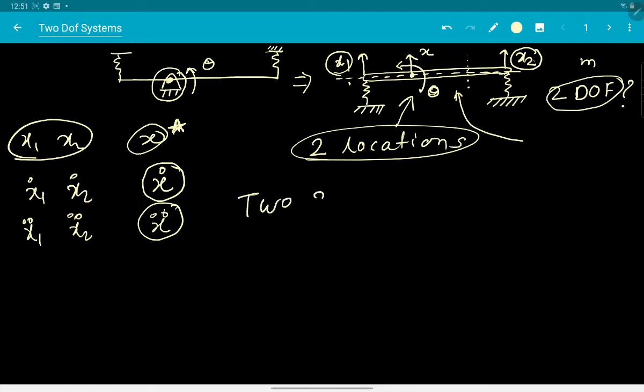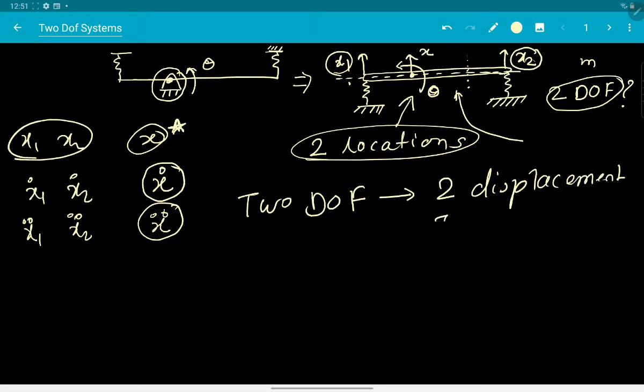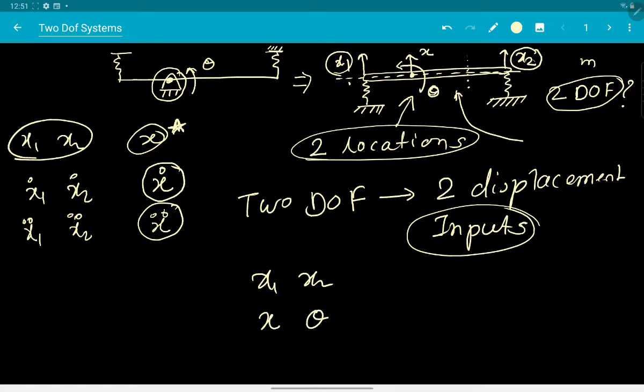So for a 2 degree of freedom system, what you need is two displacement inputs. You can choose any two displacement inputs. It need not be only x1 and x2; it can be x and theta, or it can be any other displacement at any other location and theta. So you can pick any two displacement inputs and define the system completely. Obviously there are certain rules on which ones to pick, but we are not going into those details in this particular course. But let's for the time being say that we can pick any two displacements.